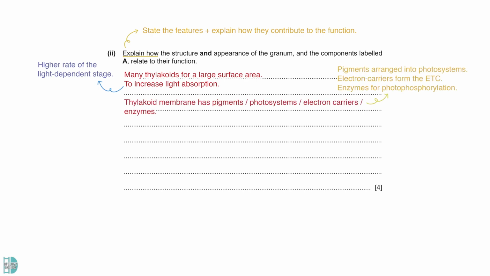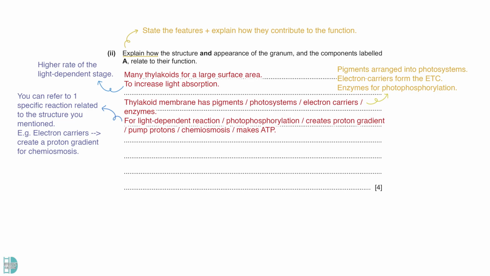The thylakoid membrane has many pigments that are arranged into photosystems. Numerous electron carriers form the ETC, as well as the enzymes required for photophosphorylation. These structures allow the light-dependent stage to occur. You can also refer to one specific reaction related to the structure you mentioned. For example, if you talk about electron carriers, you can explain that they create a proton gradient for chemiosmosis.